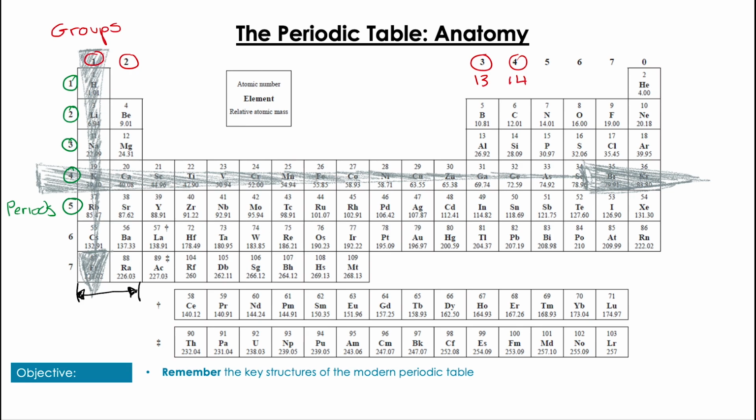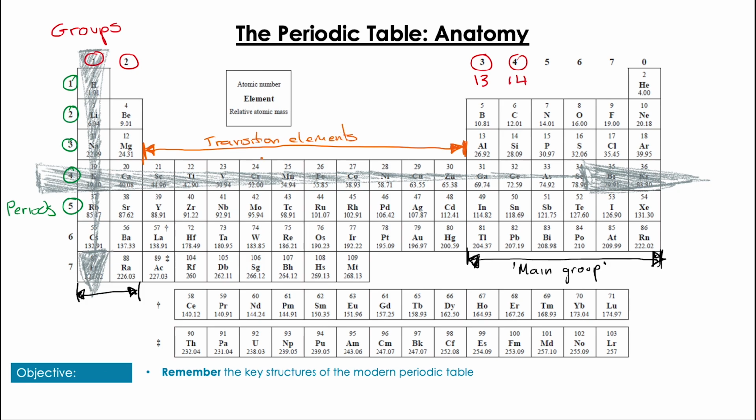These groups 1 and 2 through 13 and 18 are called the main group elements. These are group 1, 2, and 13 through 18. Now, group 3 all the way up to group 12 are the transition elements.